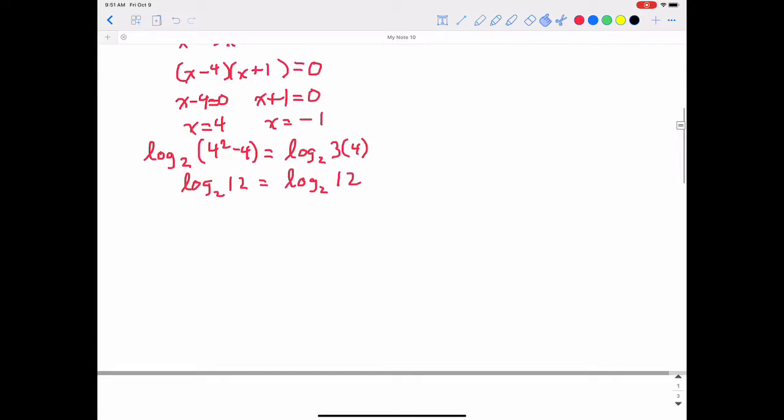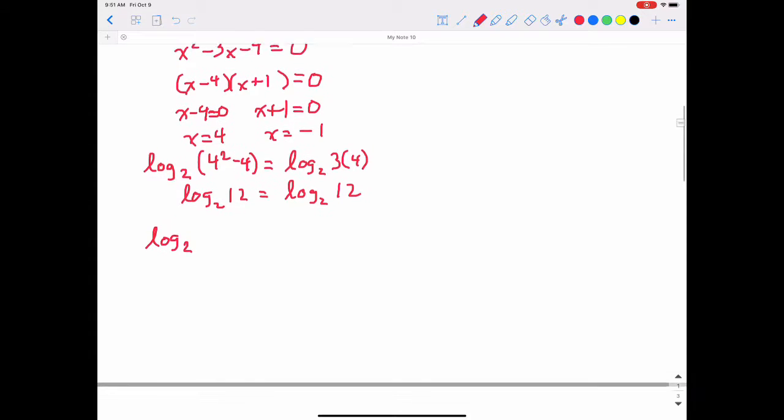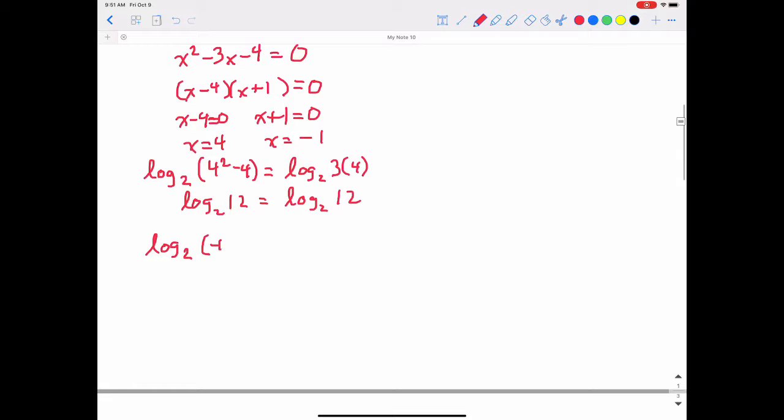So let's check that one. So is the log base 2 of -1 squared minus 4 equal to log base 2 of 3 times -1?